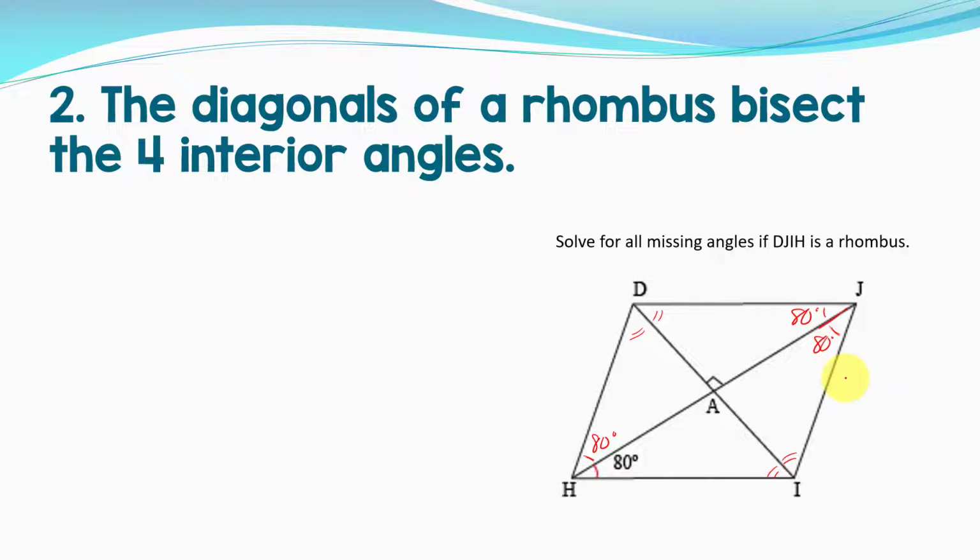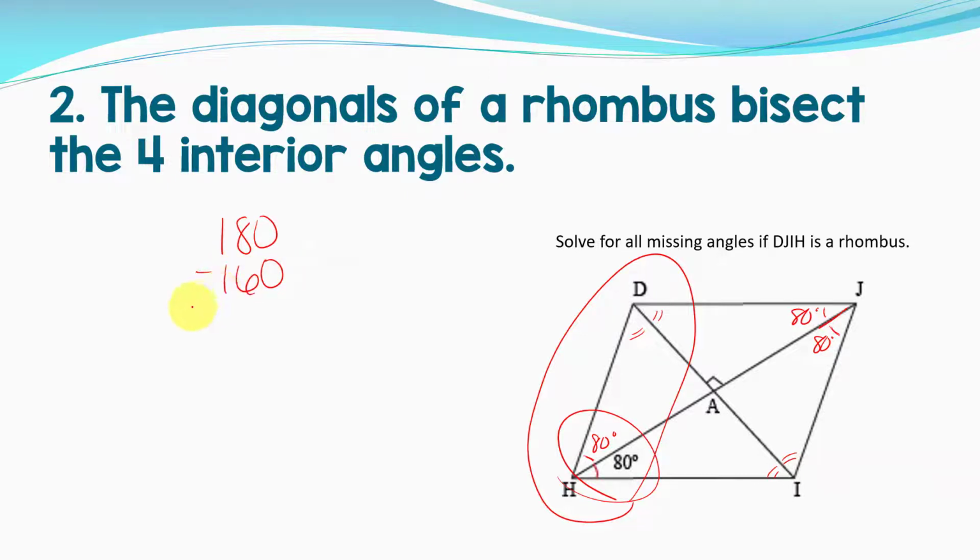And then we could figure out the others. You could do it a couple different ways, but one property of parallelograms is that consecutive angles are supplementary. So if we've got 160 degrees tied up with these 2 angles, that only leaves 180 minus 160. That only leaves 20 degrees for these 2 angles together, so each one of these must be 10. And if those are 10, these are 10.